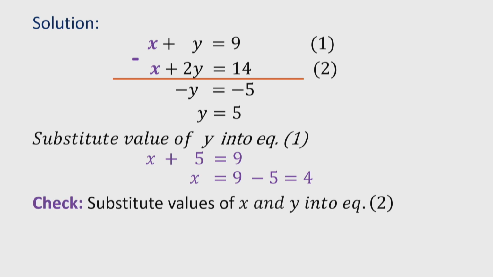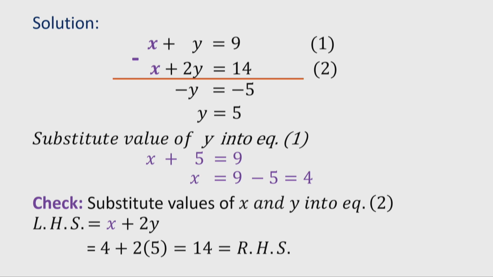So how are we going to check? We are going to substitute the values of x and y into the other equation. Since I have already taken equation 1 here, now I will take equation 2. So the left-hand side in equation 2 is x plus 2y. I will replace x by 4 and y by 5. And this is going to give me 4 plus 2 times 5, which is 14. And this is equal to the right-hand side of the second equation. So it means that my answers are correct.